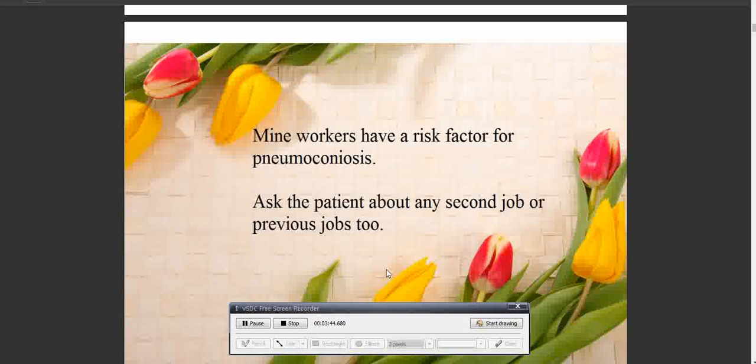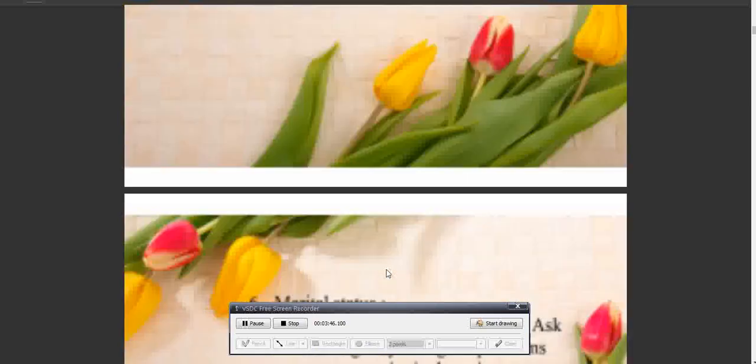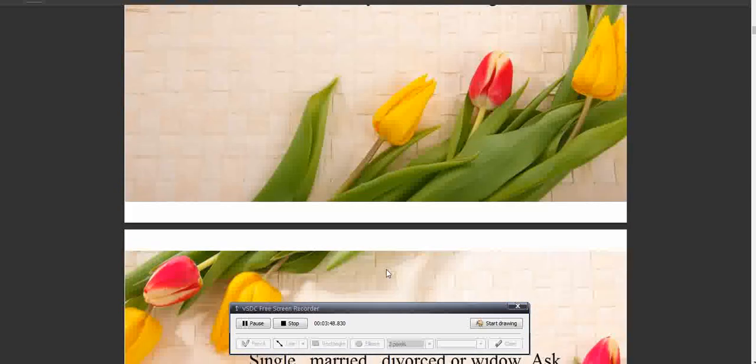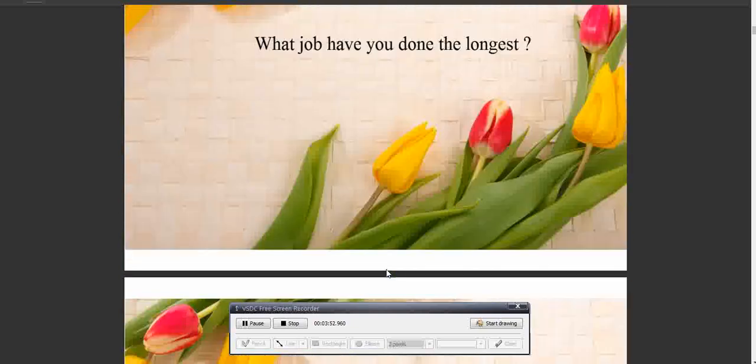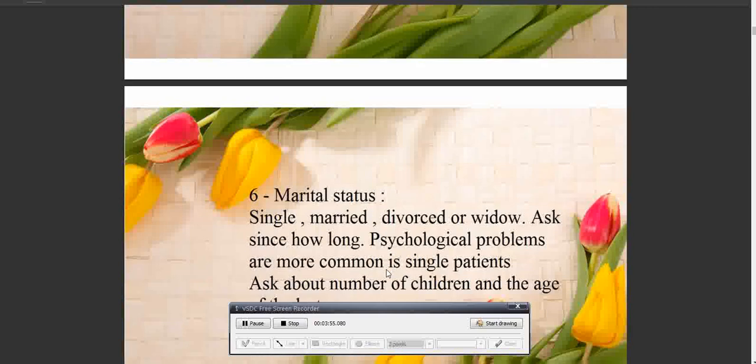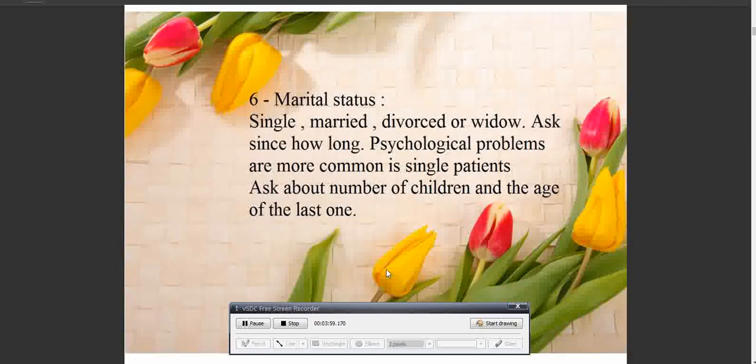Ask the patient about any second job or previous job too, because that can also influence the entire perspective of the patient. What job have you done the longest? That is a question you can ask as well. Marital status is another thing in the biodata. So are you single or married, divorced or widowed? You need to ask, since how long have you been single, so that you can know.